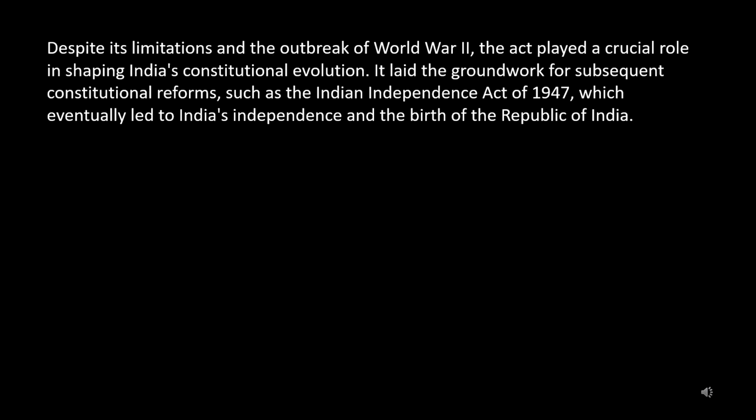Despite its limitations and the outbreak of World War II, the Act played a crucial role in shaping India's constitutional evolution. It laid the groundwork for subsequent constitutional reforms, such as the Indian Independence Act of 1947, which eventually led to India's independence and the birth of the Republic of India.